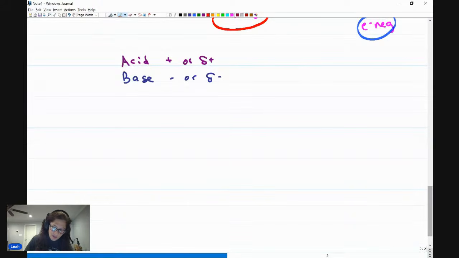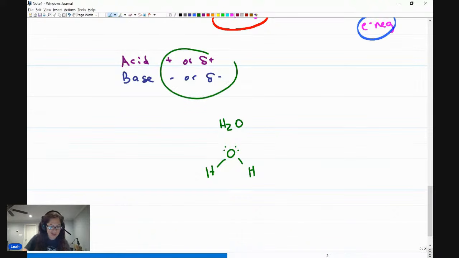If I take a molecule like water, what if I give you a molecule, water, H2O, and I draw it out? So I have an oxygen bound to two hydrogens, two lone pairs. Is water an acid or a base? If you're looking at water and you're thinking, okay, you told me positive or partially positive, negative or partially negative, I don't see any kind of charges here. What do I make of water?